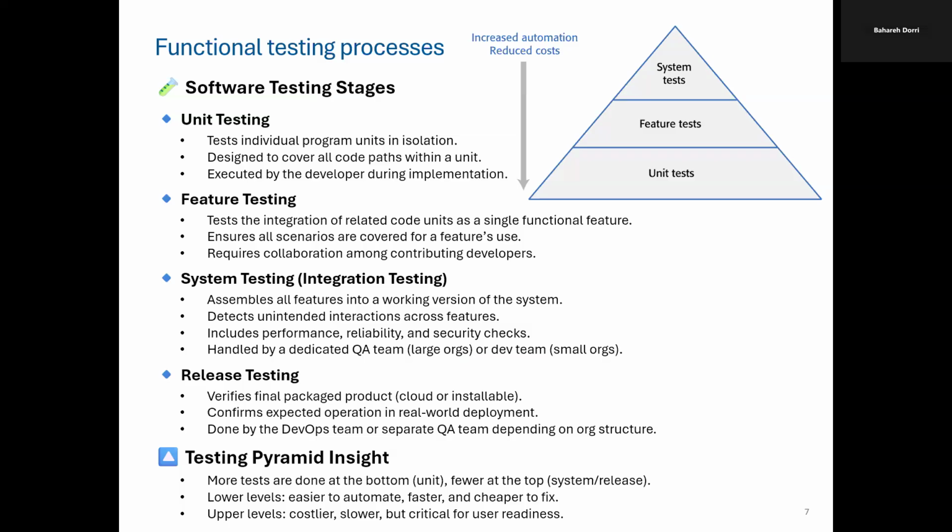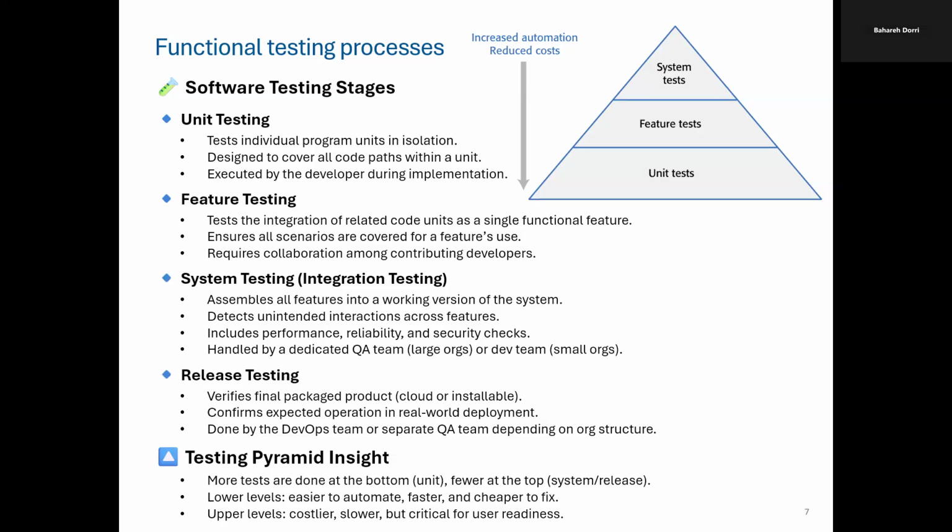These take a bit more effort and are typically slower, but they help catch bugs that only show up when components start interacting. Then we get to system test. This is where you're testing the whole application as a big working unit. You're checking that all the features behave well together. This is the layer where things like performance and security get tested too. These tests are harder to automate, and fixing bugs here can be more expensive.